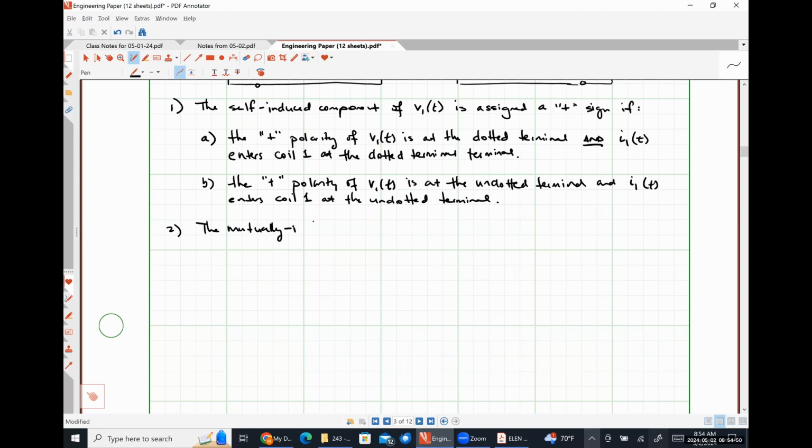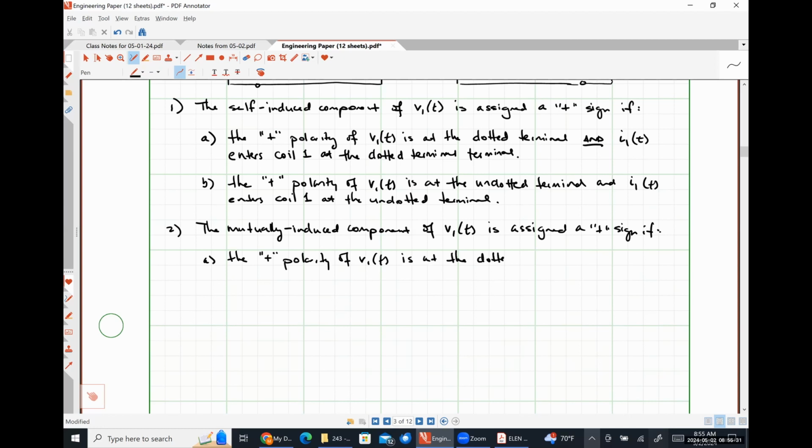The mutually induced component of V1 is assigned a plus sign if criterion A, the positive polarity of V1 is at the dotted terminal, and I2 enters coil 2 at the dotted terminal.